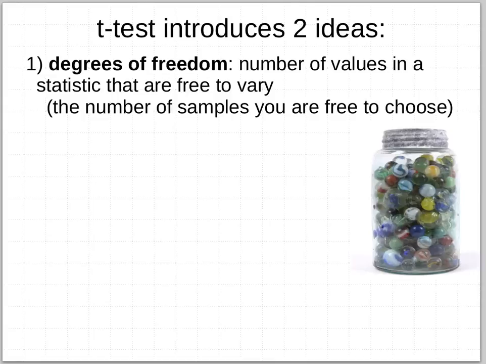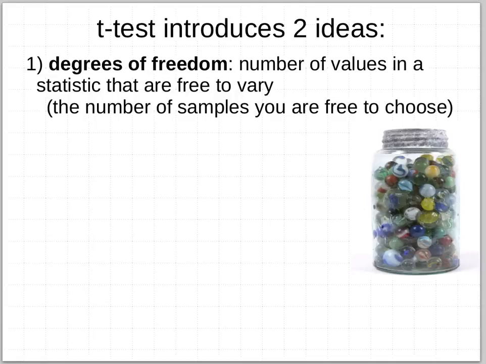The degrees of freedom is the number of values in a statistic that are free to vary. Okay, so the degrees of freedom is an expression of how many samples you have. Now, it's not simply n, the number of values. It's adjusted downward because the number of samples you're free to choose is a little different than the total n.